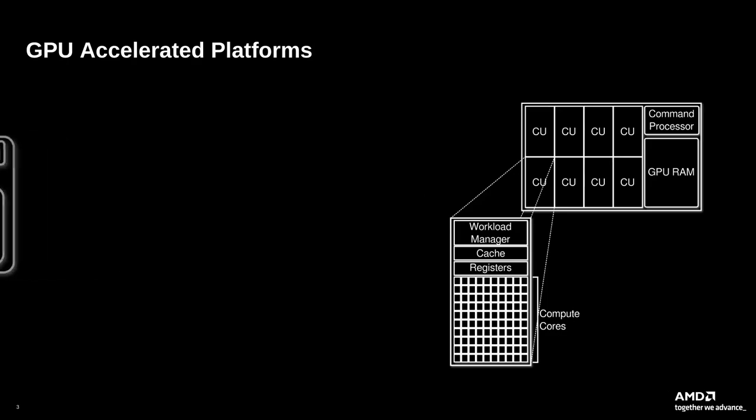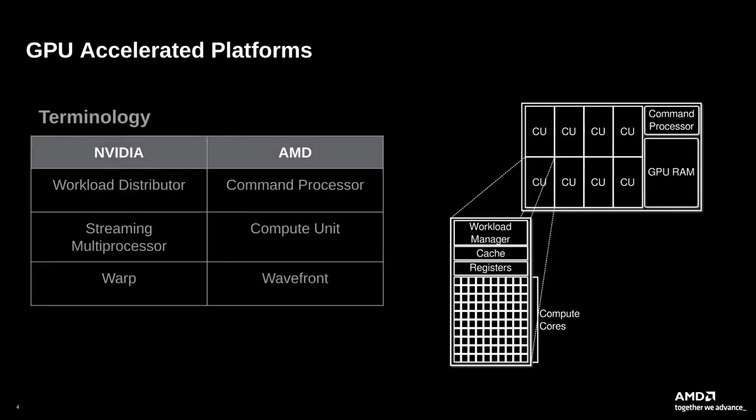Now, if you've already been programming on NVIDIA hardware, you may be familiar with some terminology already to describe the GPU hardware, just to help you translate between the two of them. What NVIDIA called a workload distributor, AMD refers to as a command processor. What's called a streaming multiprocessor is similar to the compute unit, and then again, the warp is similar to a wavefront.